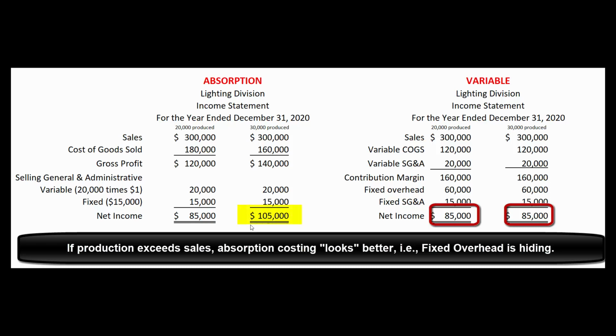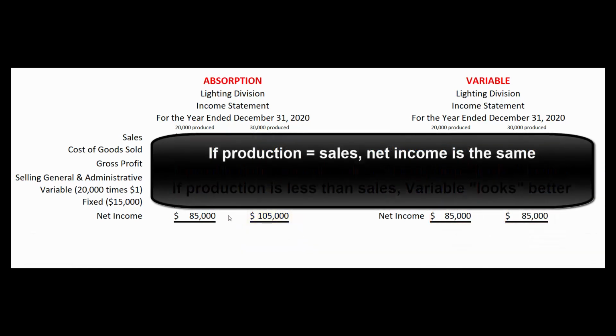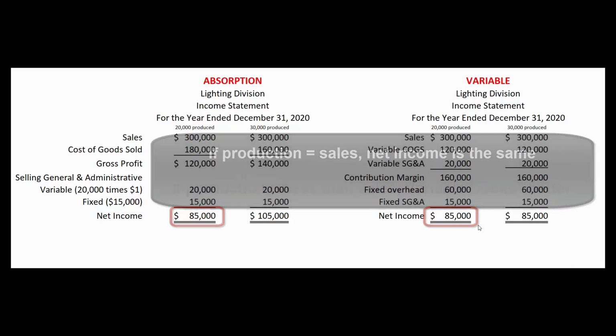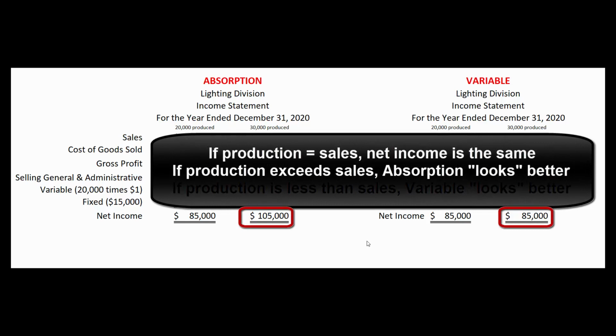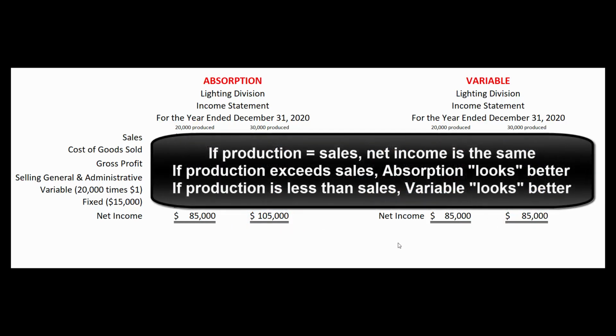We shouldn't reward ourselves because some inventory is hiding our fixed overhead costs for us. And so what's going to happen is that if the production and the sales are the same, then the net income under both methods is the same. If, however, production exceeds sales, costs are hiding out, so the absorption method is going to look better. If production is less than sales, that means that old costs that were hiding out with old units are coming out, and then our variable is going to look better.